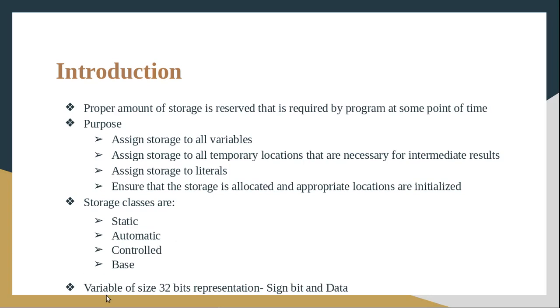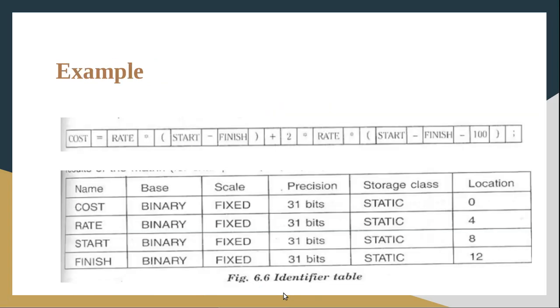Then for each and every variable, the length will be 32 bits. When we assign 32 bits to a variable, the representation is that 1 bit represents the sign, and the remaining 31 bits are the data bits. So this is how we represent it. We'll consider an example and see how we make the entry for this statement in the identifier table.